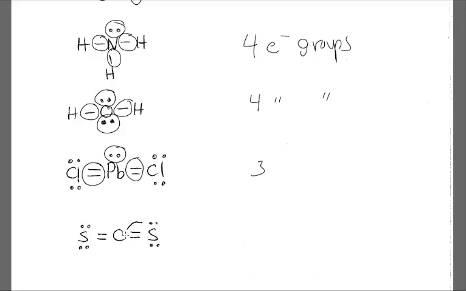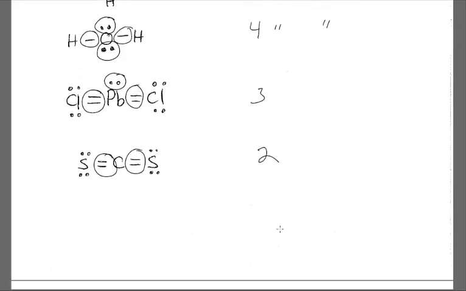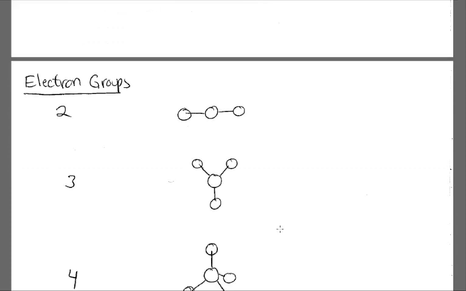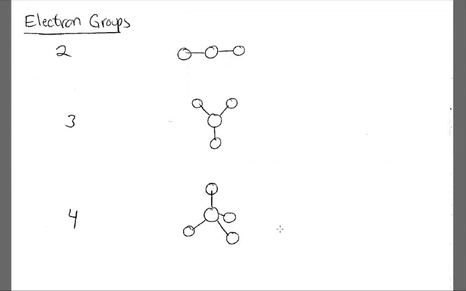And around this carbon, we have 2. Okay, so hopefully now you can count electron groups. That is step 2. Then, step 3, make the electron groups repel as far as possible.